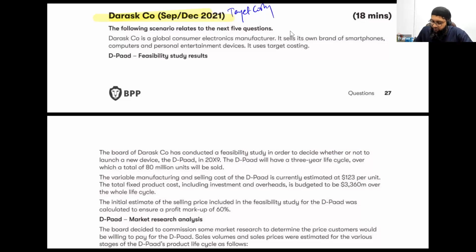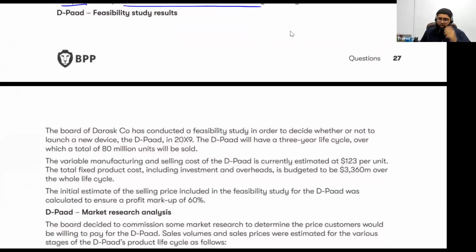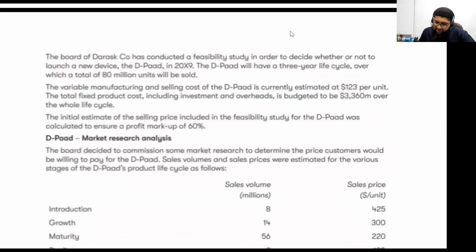Okay, let's just start off. It says Daras company. Daras company is a global consumer electronic manufacturer. It sells its own brand of smartphones, computers, and personal entertainment devices. It uses target cost. The board of Daras company has conducted a feasibility study in order to decide whether or not to launch a new device.